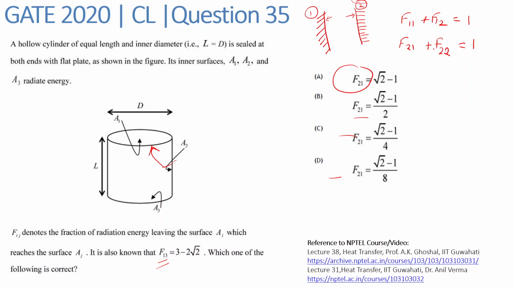This you can write from the additivity rule. Similarly, if there are more than one surfaces, then for each of these surfaces I can write that the summation of Fij is equal to 1 for j equal to 1 to n. So this is my additivity rule. I hope that clears your doubt.